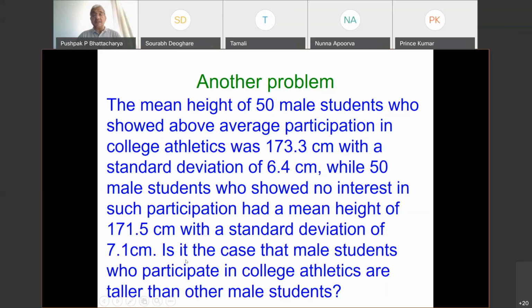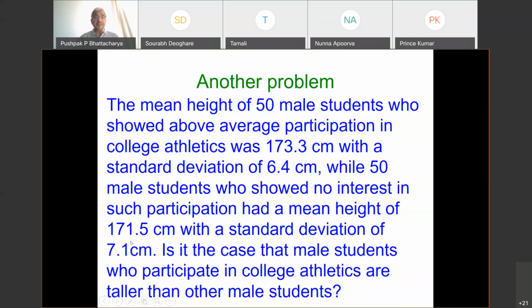We ask, is it the case that male students who participate in college athletics are taller than other male students? Again, a very common situation, we can relate to this in our day-to-day life. We would like to examine this question: do the athletes have more mean height than those who do not do athletics or sports? So this is the question we are examining, and we have some data also at our disposal.